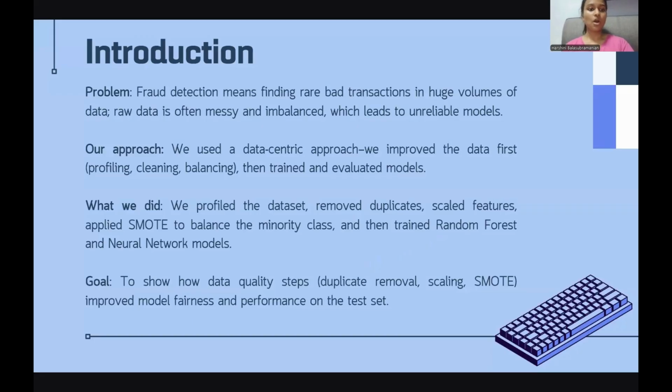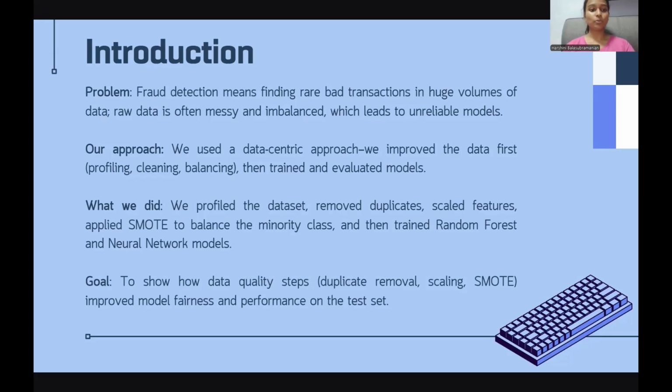In fraud detection, we are searching for a rare abnormal transaction within extremely large datasets. Two challenges arise: severe class imbalance and noisy raw data. To address this, we prioritize improving the dataset before model training. So, this allowed us to better evaluate whether performance gains were coming from cleaner data rather than model complexity.